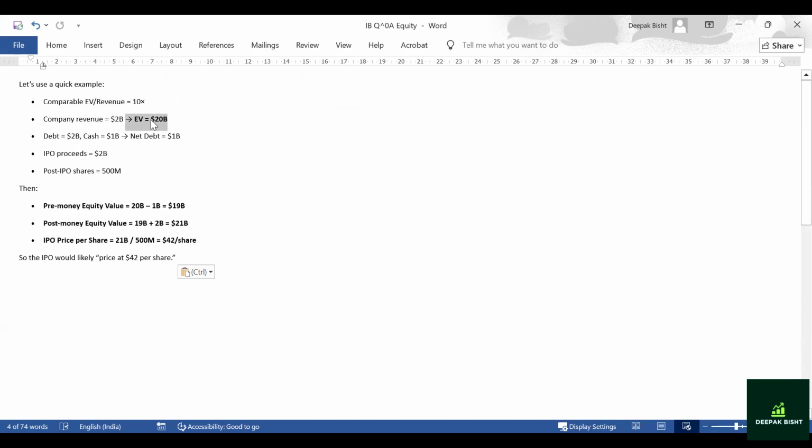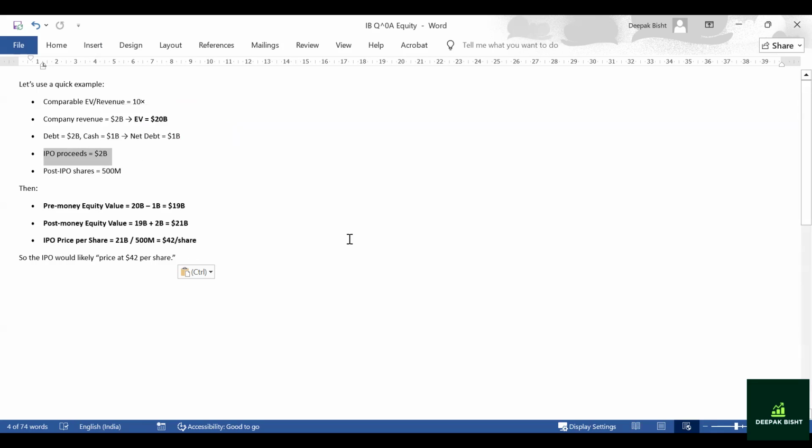We generated the enterprise value based on the peer company analysis. This is our enterprise value. The debt, cash, we calculated the net debt, IPO proceeds, and post-IPO shares. IPO proceeds could be negative or positive. It depends on if you are oversubscribed or undersubscribed. At times, it's negative also. So just remember this.